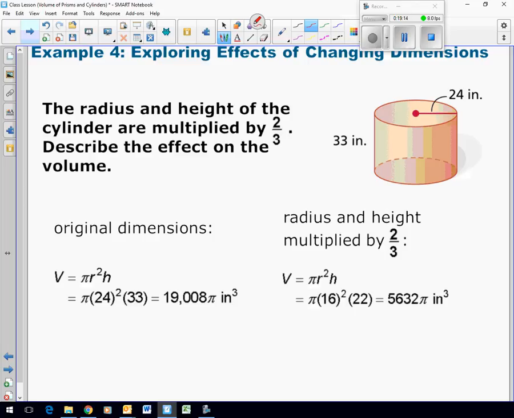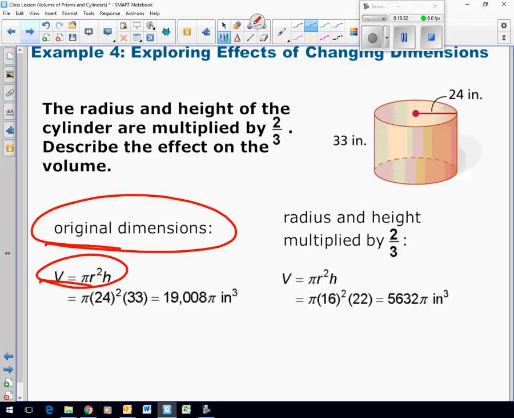Alright, right here. The radius and height of a cylinder are multiplied by 2/3. Describe the effect on the volume. Please pay attention right here, okay? Here's what you need to do. You need to find the original volume. All you gotta do is come over here. Pi times 24 squared times 33. You get approximately 19,008 pi.